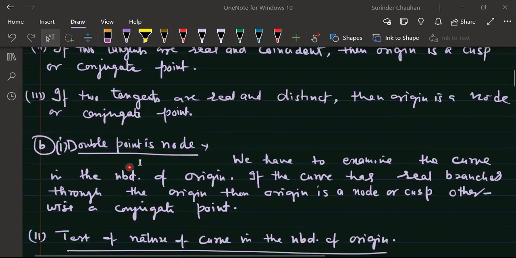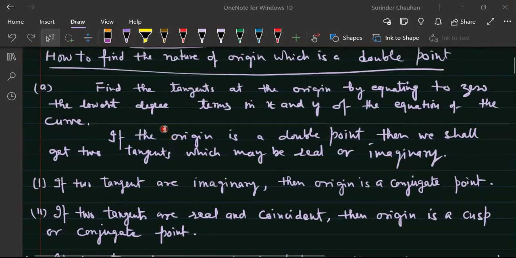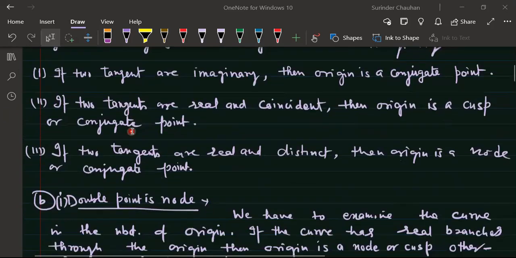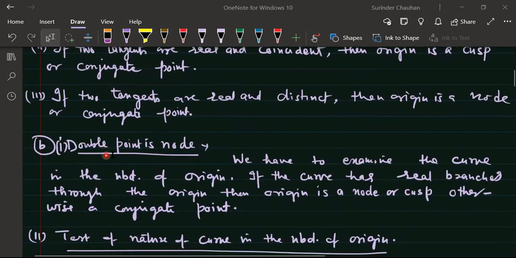Now, we want to decide whether the double point is a node or not. If the two tangents are imaginary, then we come to the conclusion that the double point is a conjugate point. But if the tangents are real and distinct or real and coincident, then we cannot conclude about the double point, so we have to discuss the double point further.